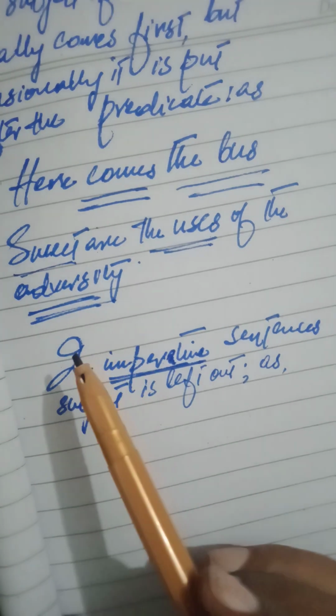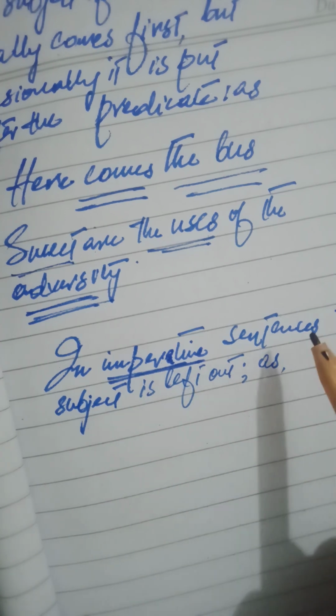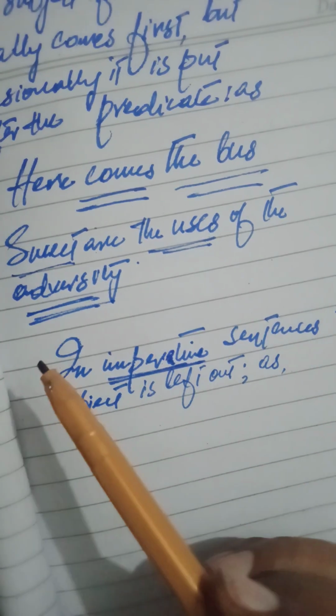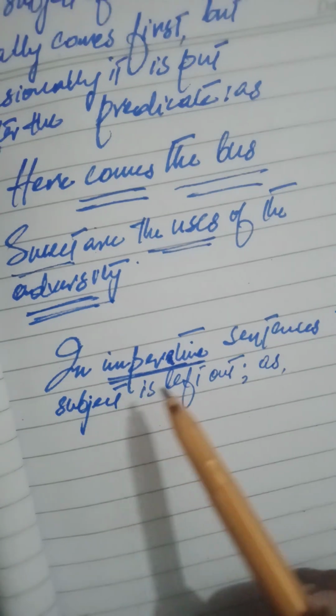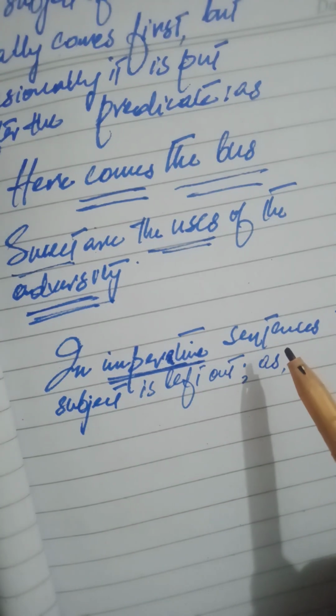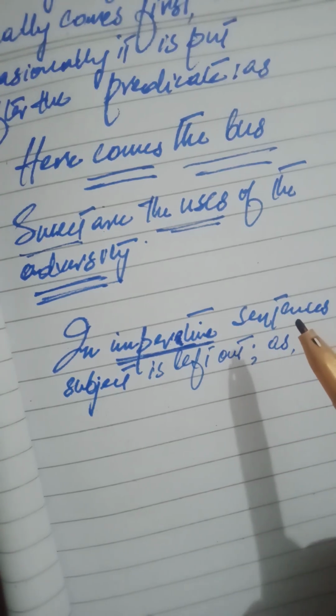So we'll continue with the imperative sentences. Subject is left out. This video is a continuation of the previous video. In imperative sentences the subject is left out, as it shows commands, entreaty.